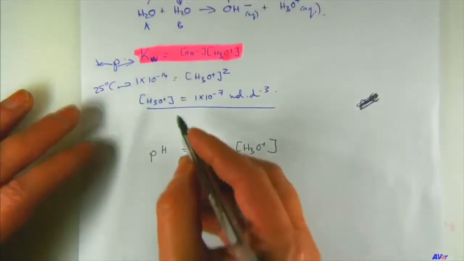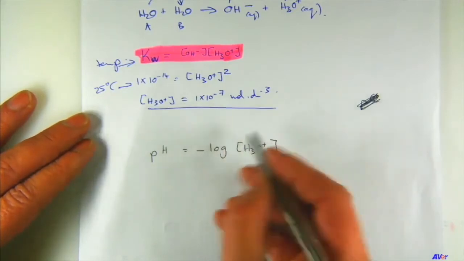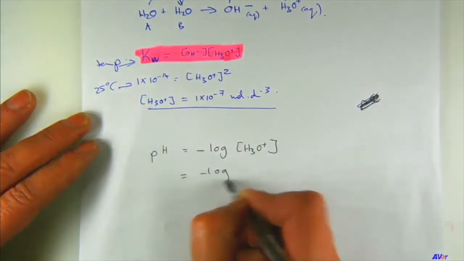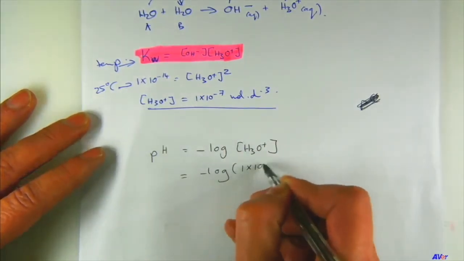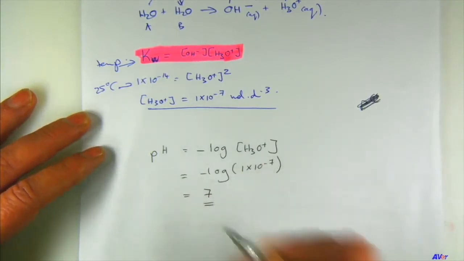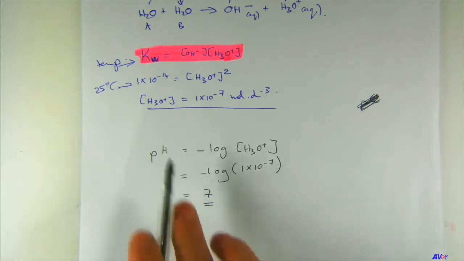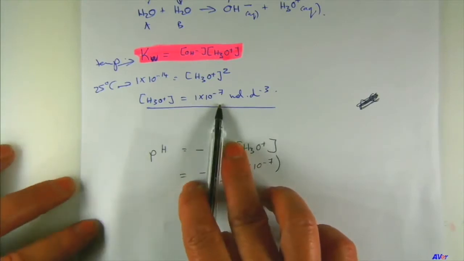And now, if I've got pure water, what do I know about H3O+ in pure water? In pure water, that is 1 times 10 to the minus 7. And if you work it out, you end up with 7. Right. So pure water's got a pH of 7. It was not chosen. It worked out that way. Right. Pure water has got a hydrogen concentration of 1 times 10 to the minus 7.